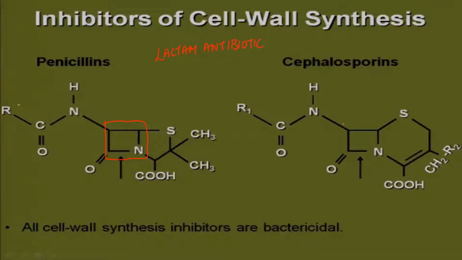So if you look at cephalosporins also, you have this square over here. Right. Now it is this structure that is present or that is common for all the penicillins, the cephalosporins, but also it is similar for the other drugs in this group, which are imipenem, meropenem, and also aztreonam.